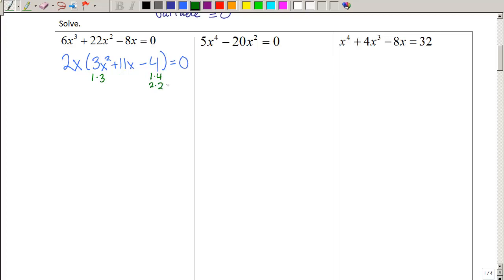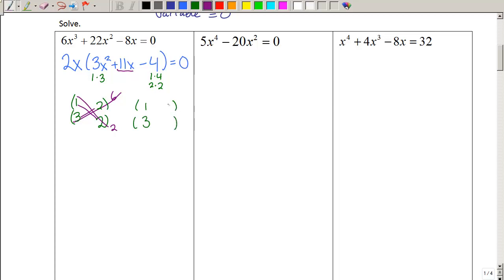I like to list out my factors of a and c. The only factors of a I have to choose from are 1 and 3. On the factors of 4, I have 1 and 4 or 2 and 2. I'm going to choose 2 and 2. I usually like to start with the ones that are closest together first. To check, I multiply across. Can I use 6 and 2 to get to 11? Well, no, I can't. So this is not my factorization.